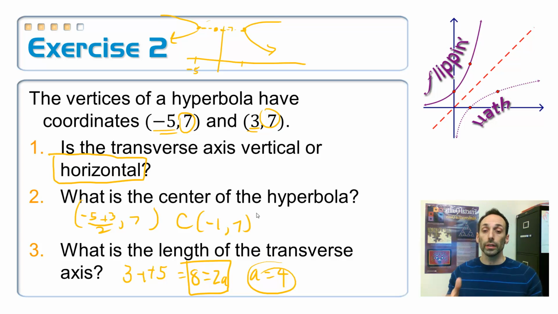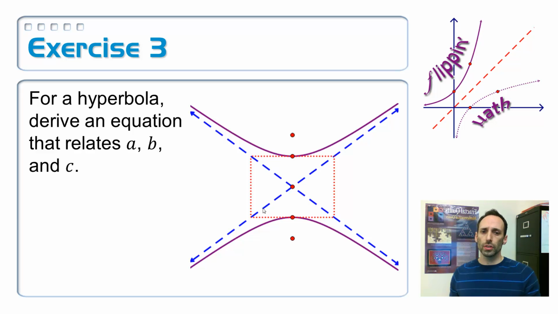So I need at least one other thing. Maybe I need the focal points, or maybe some endpoints of the conjugate axis. So let's look at how we can relate the a, the b, and the c together for an ellipse. Remember, did I say for an ellipse? I might have. I meant for a hyperbola. But for the ellipse, remember it was the anti-Pythagorean theorem. It was c squared is equal to a squared minus b squared.